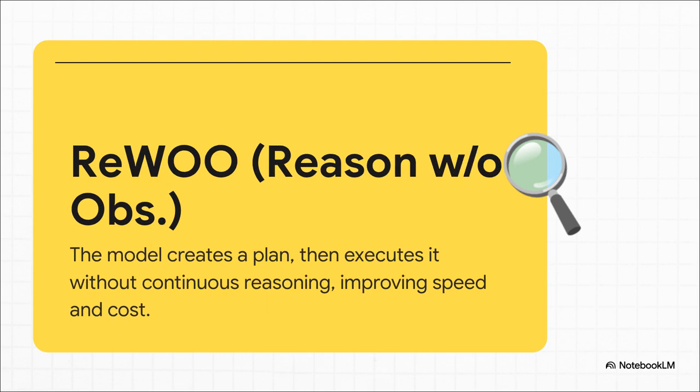And finally, for those times when you really need to scale things up, there's a technique called ReWOO. With this approach, the AI first creates a really detailed plan, and then it just executes that plan, without having to constantly reason through every single step. The genius here is that it separates the thinking part from the doing part, which makes it way faster, more predictable, and honestly, a lot cheaper to run.